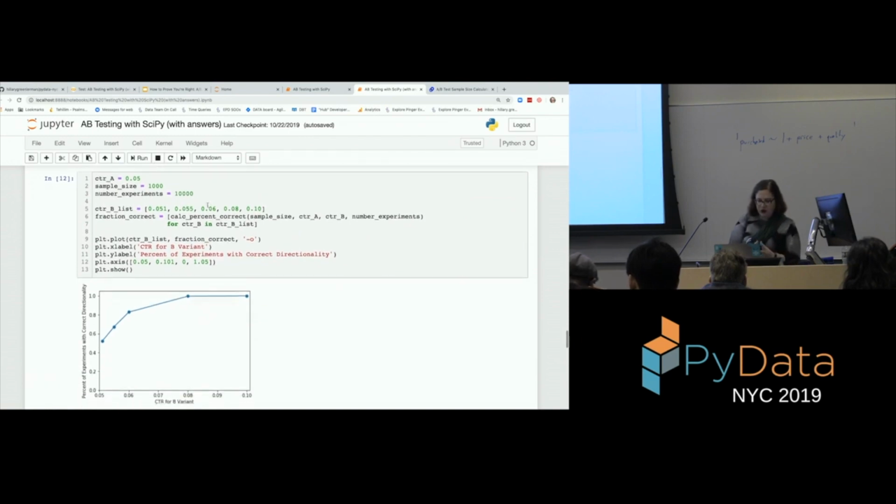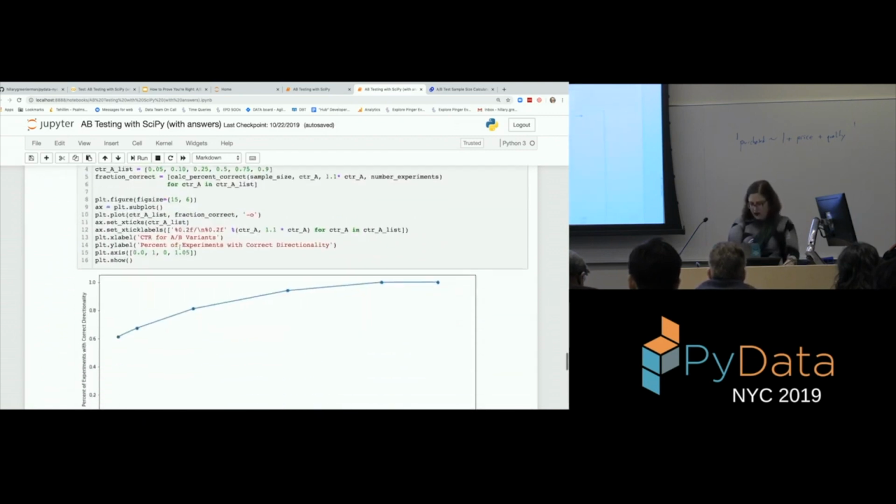Another thing that's important is the difference between the two click-through rates. Again, this should be somewhat intuitive: the more different the A and B variants are, the easier it is to detect, the more likely you are to be able to detect any difference that there actually is. So if B is way, way better than A, you'll need a smaller sample size.